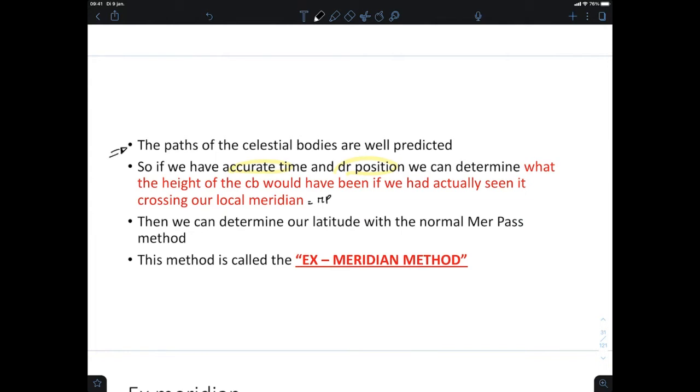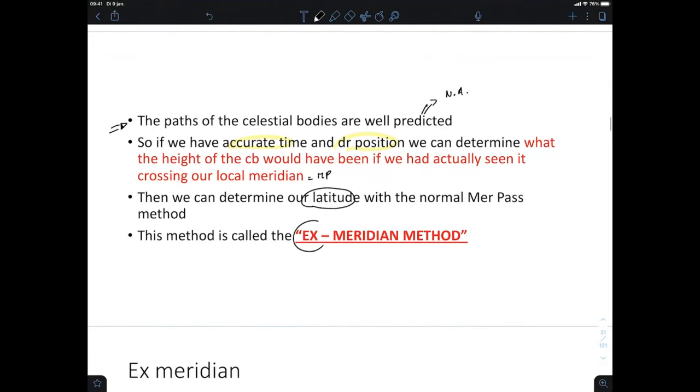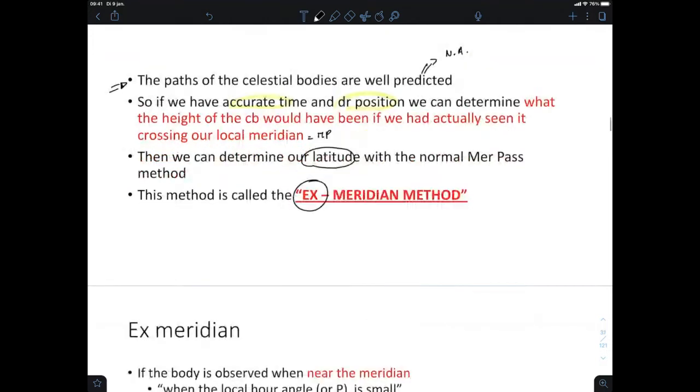So, using our time of observation and our dead reckoning position, and knowing that the paths of the celestial bodies are predicted, where are they predicted? In our nautical almanac. Knowing all this, what can we do? We can determine the altitude the celestial body would have had when it would really have been crossing our local meridian, at the moment of meridian passage. When we determine our latitude with this method, we are using the X-Meridian method. X means that it's not really on your local meridian.